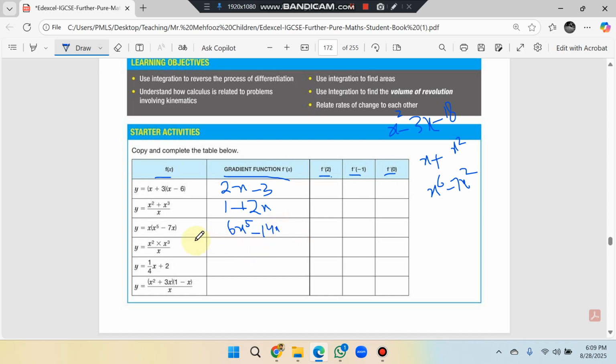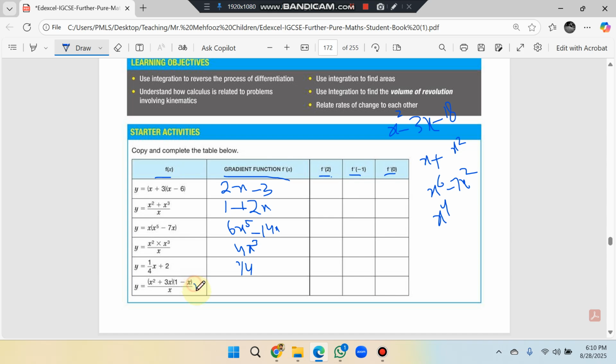Yes. Next one: again, when we simplify it, it becomes x raised to the power 5 over x raised to the power 1. So it becomes x raised to the power 4, and its derivative is 4x raised to the power 3. Next one is 1 over 4x plus 2. So its derivative is simply 1 over 4.